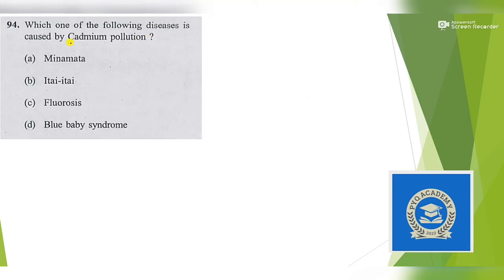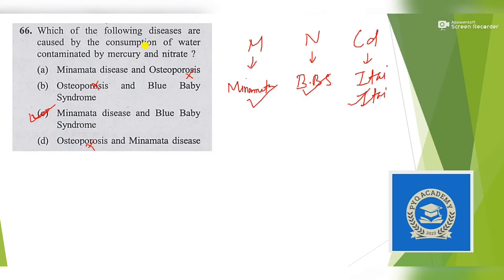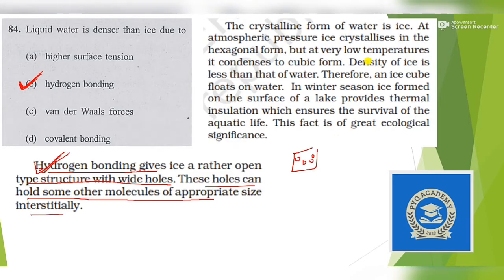Next question, which one of the following diseases is caused by cadmium pollution? I mentioned this information in one question. You can see here for cadmium pollution, one disease is caused known as itai-itai. Minamata is for mercury, fluorosis is for fluoride, blue baby syndrome for nitrate, then itai-itai for cadmium. So our answer is option B.